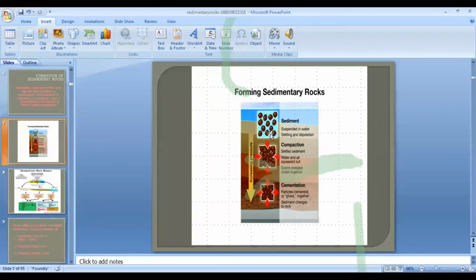As soon as compaction starts, diagenesis will start, and as a result of that, the compaction and cementation will come up. So compaction and cementation are the two main types of processes that we have during diagenesis.